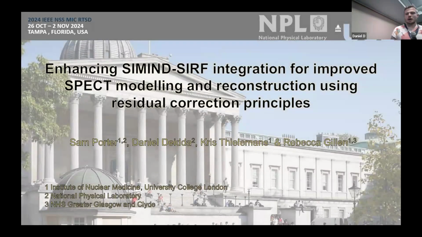Hi, my name's Sam Porter. I'm a PhD student with UCL and NPL in the UK. And today I'm going to give a presentation in two parts. Firstly, some work that I've been doing on a SIMIND-SIRF integration program, an API fully in Python, which I presented some really early stuff on at the Vancouver STIR user group last year. I've completely changed the way it works. And then secondly, I'll present a use case using this connection for reconstruction with something called a residual correction, which I'll explain a bit later.